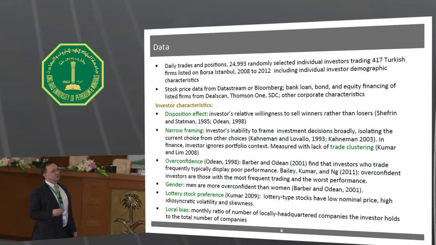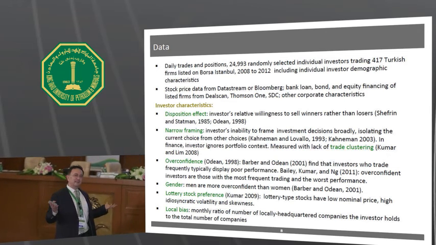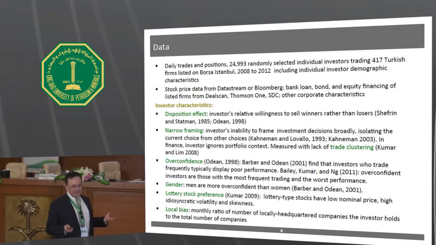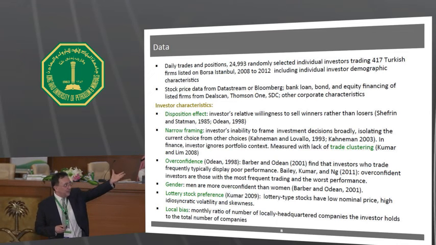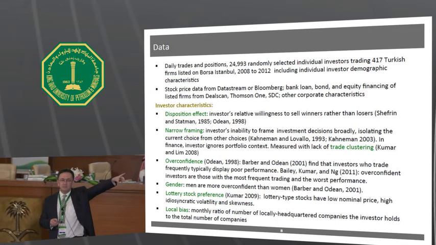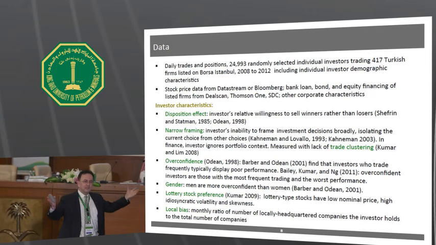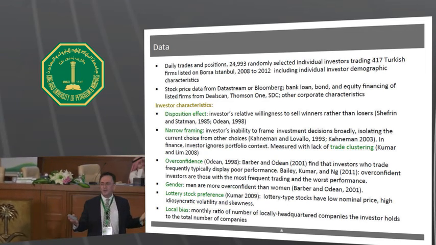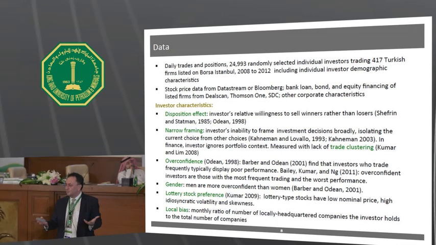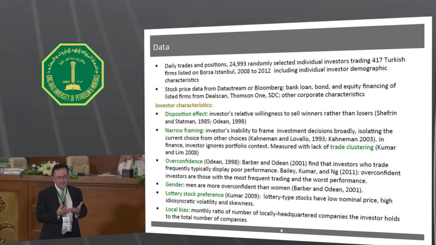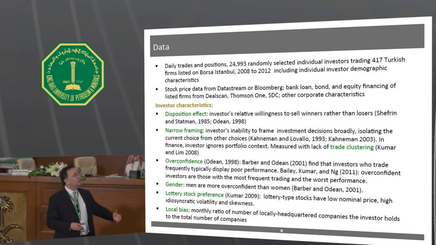The data is amazing, to be honest. As I told you, we have the daily trade and the position data. This is a random sample. We can get hold of the bigger data set, but a 25,000 random sample is enough and also helps with faster computation.